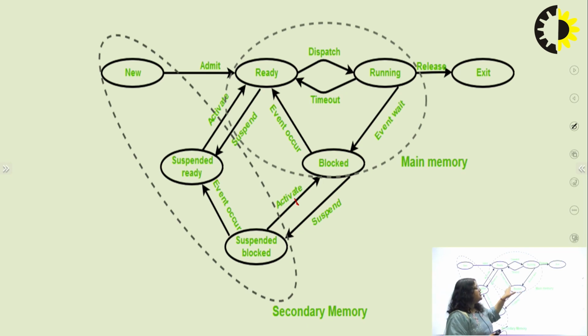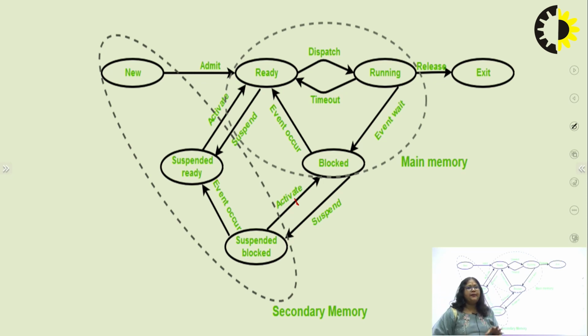When the process's required event or data is completed, the blocked process moves to the ready state. The process moves from the blocked state to the ready state when the event that the process wanted is completed.